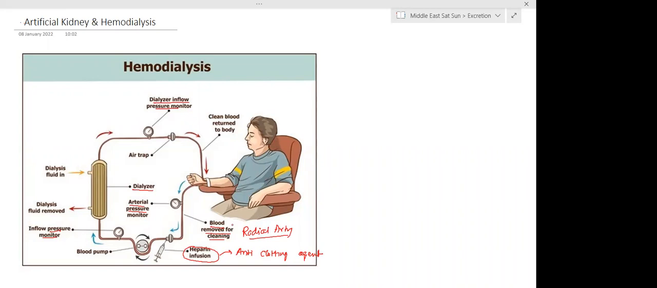The dialyzer is filled with dialyzing fluid, which contains the same quantity of electrolytes and nutrients as normal plasma, but contains no waste product. Full stop.